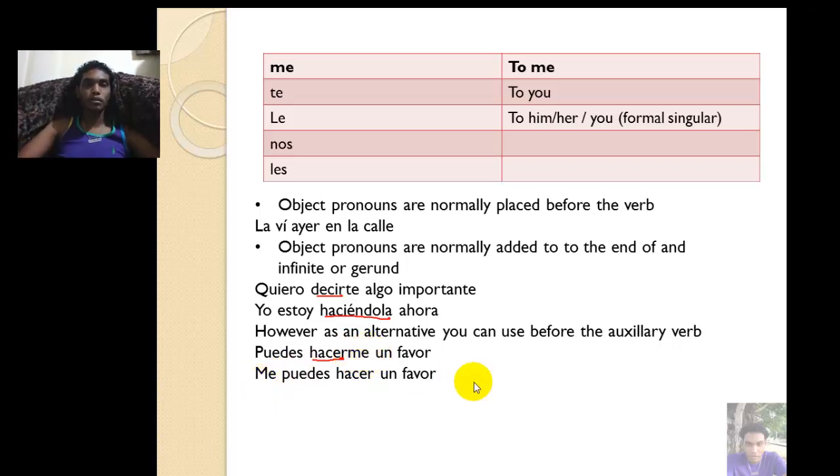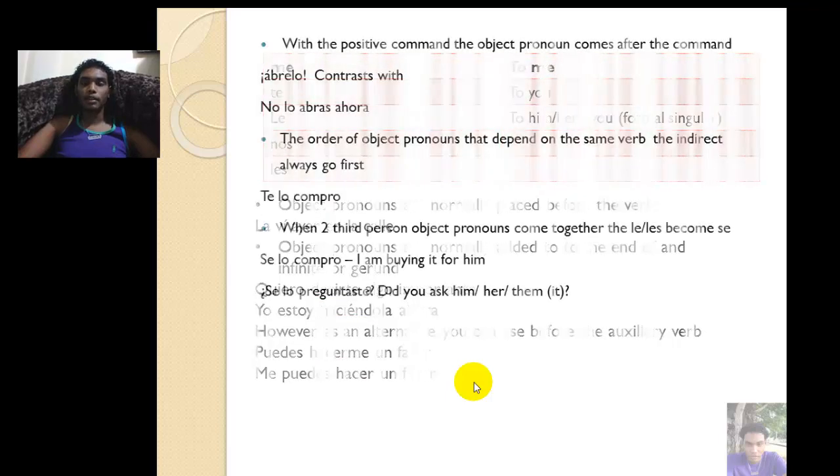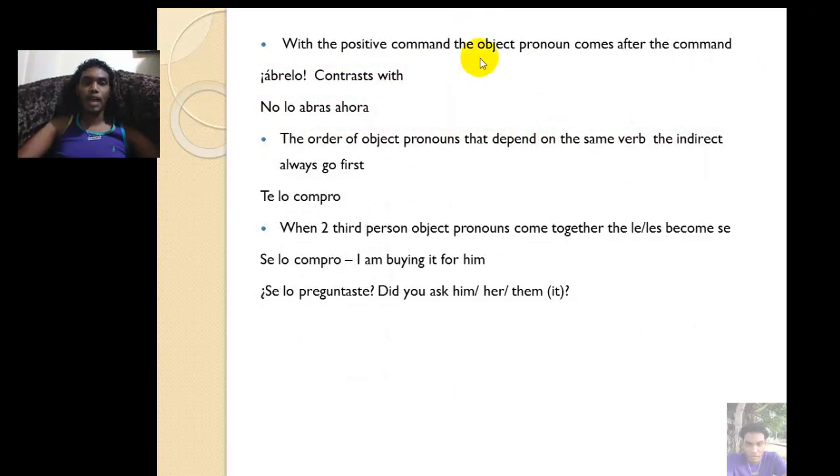With the positive command, the object pronoun comes after the command. Ábrelo. That's a positive command, so it comes directly after. However, if it's in the negative, no lo abras ahora, you're saying don't open it now. This is the subjunctive that we would deal with in the other video.